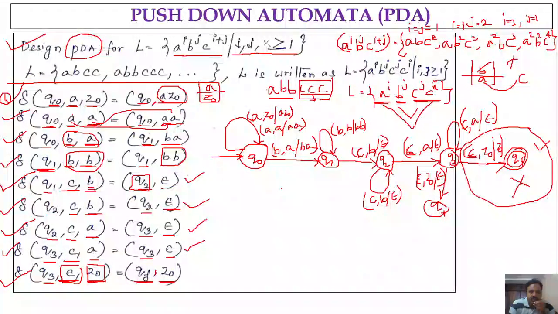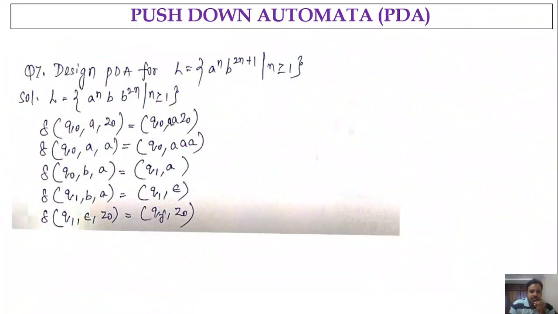Okay, so let us move on to the next problem. Design push down automata for the language L equal to a power n, b power 2n plus 1. So how do we construct the push down automata for this? Here the number of b's must be twice the number of a's plus 1.